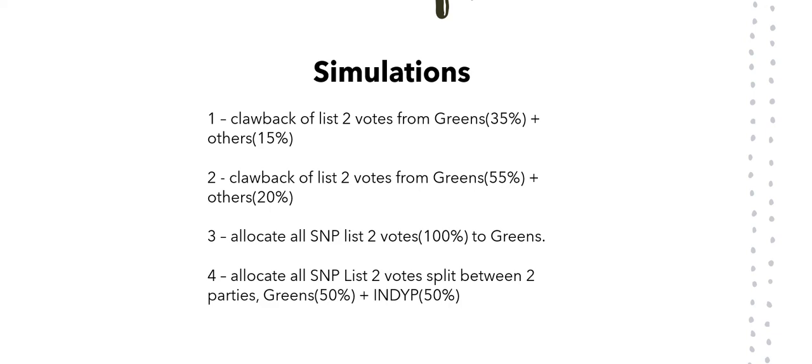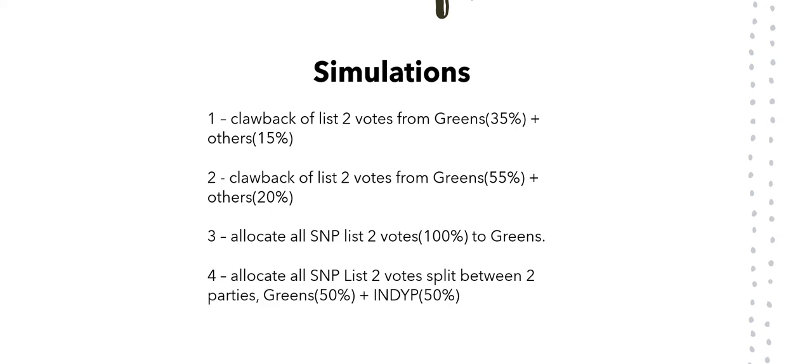And then similar to scenario 3, scenario 4 is similar in that all the SNP voters are going to vote for somebody else, and I'm going to split it between the Greens and another Indie party, which may appear on the ballot paper. So I've been asked to produce these last two simulations, so that's what I intend to do, and let you see the impact on what happens.